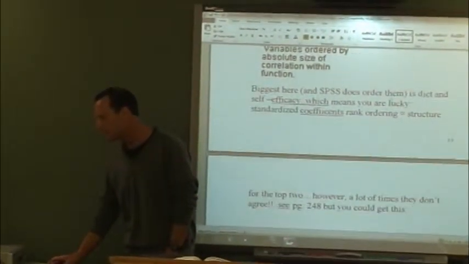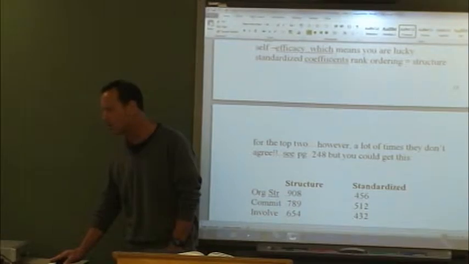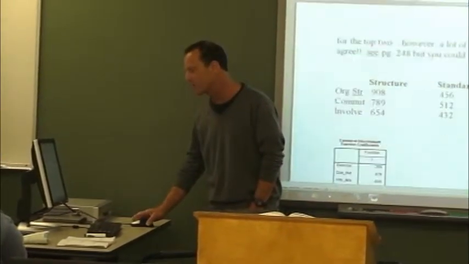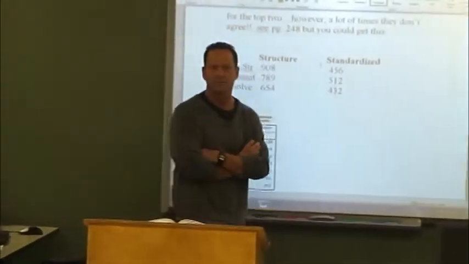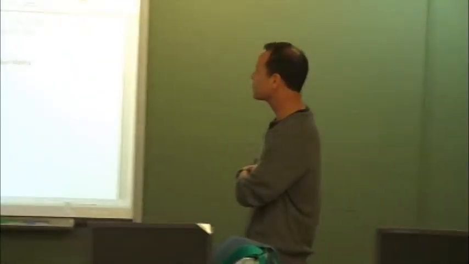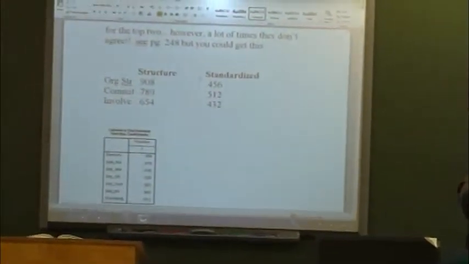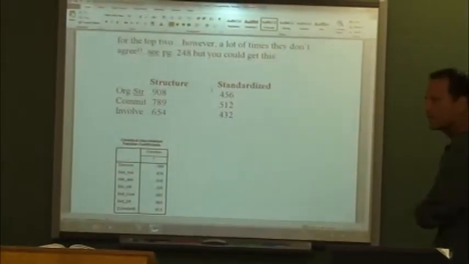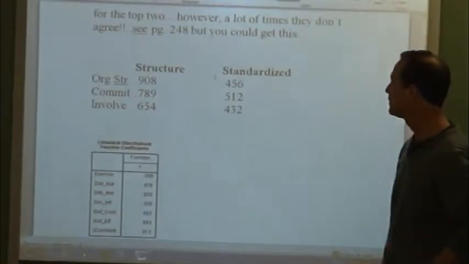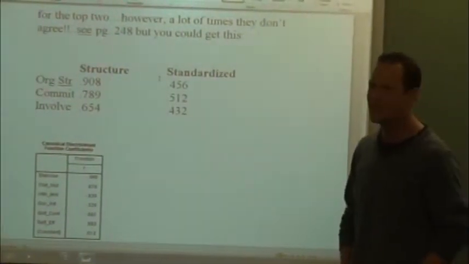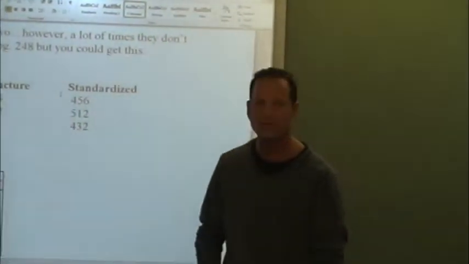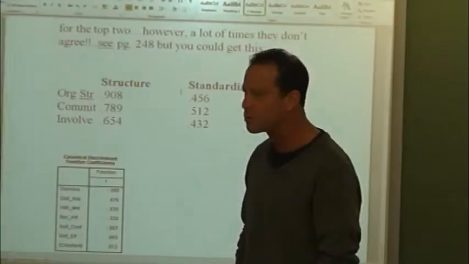Which means you're lucky here. The standardized coefficients rank ordering equals the structure. However, a lot of times they don't agree. This is not unusual. For the structure coefficients, organizational stress, organization commitment, organization involvement. What's number one? Structure. Next? What's number one here? Does everybody see that? And that can happen, you guys. It's not unusual for the standardized and structure coefficients to not always be congruent in their rank ordering.